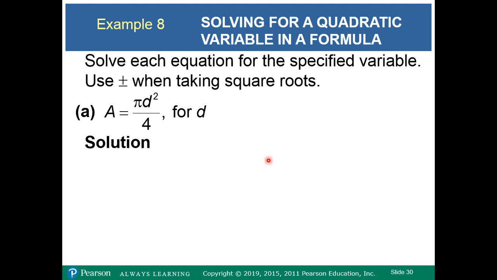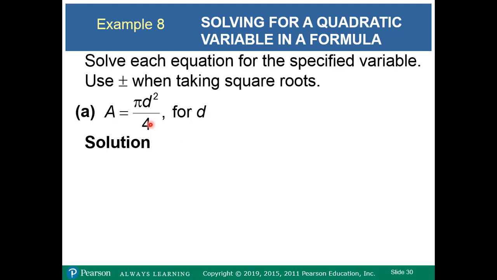Now, what about if we have something like this? We want to use each equation for a specified variable. So we want to solve each equation for a specified variable, using plus or minus when taking square roots. So now we want to take this formula and solve it for area, let's say, and solve for D. Okay, let's solve this formula for D.